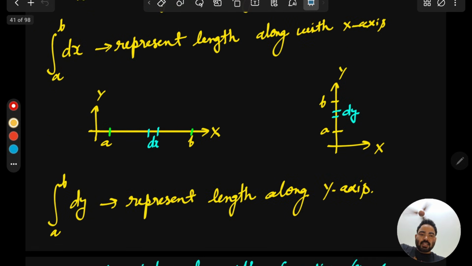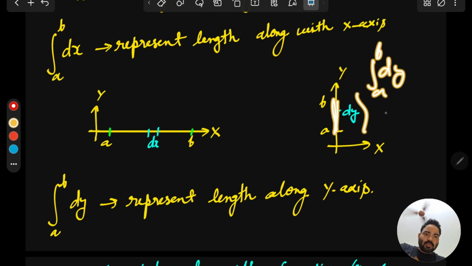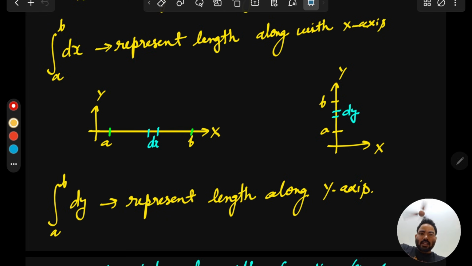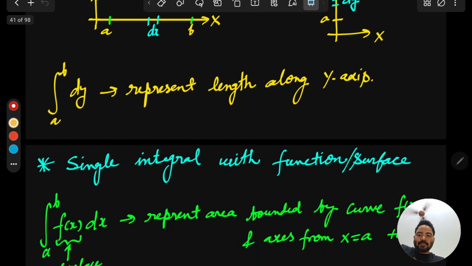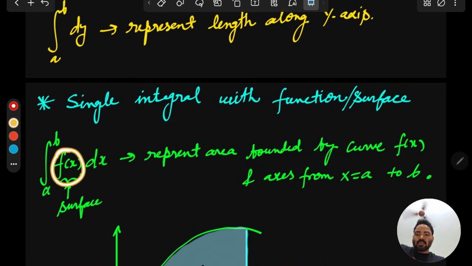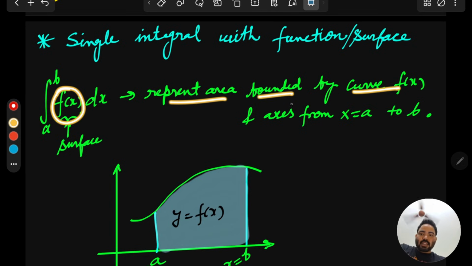In the same way, if you calculate the integral of dy from a to b, it gives the length along the y-axis from a to b, and if you put the function x = f(y), then this gives you the area. So in a single integral, if a function is present, it represents the area bounded by the curve f(x) and the axis.